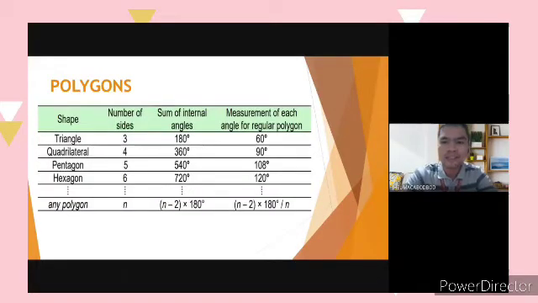To summarize, here is the table. So depending on the number of sides, which can be determined when the shape is known, we can get the sum of internal angles and the measurement of each angle.